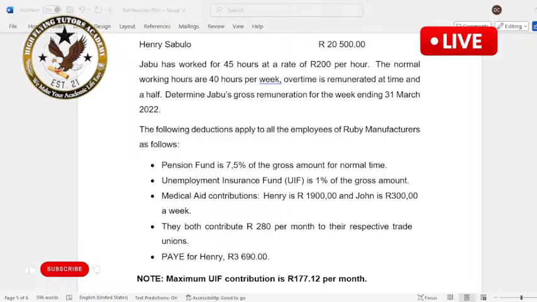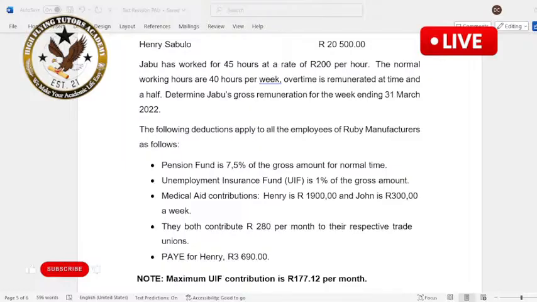They say Jabu has worked for 45 hours at a rate of 200 per hour. The normal working hours are 40 hours per week. So from there, that is the basic salary for Jabu. Basic salary is for normal hours. So it's 200 per hour, and the normal working hours are 40 hours per week, because he only worked for a week.